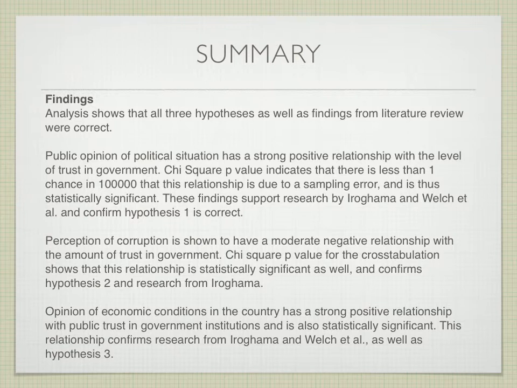Perception of corruption is shown to have a moderate negative relationship with the amount of trust in government. Chi-square probability value for the cross-tabulation shows that this relationship is statistically significant as well, and confirms hypothesis 2 and research from Iragama. Opinion of economic conditions in the country has a strong positive relationship with public trust in government institutions and is also statistically significant. This relationship confirms research from Iragama and Welch et al., as well as hypothesis 3.